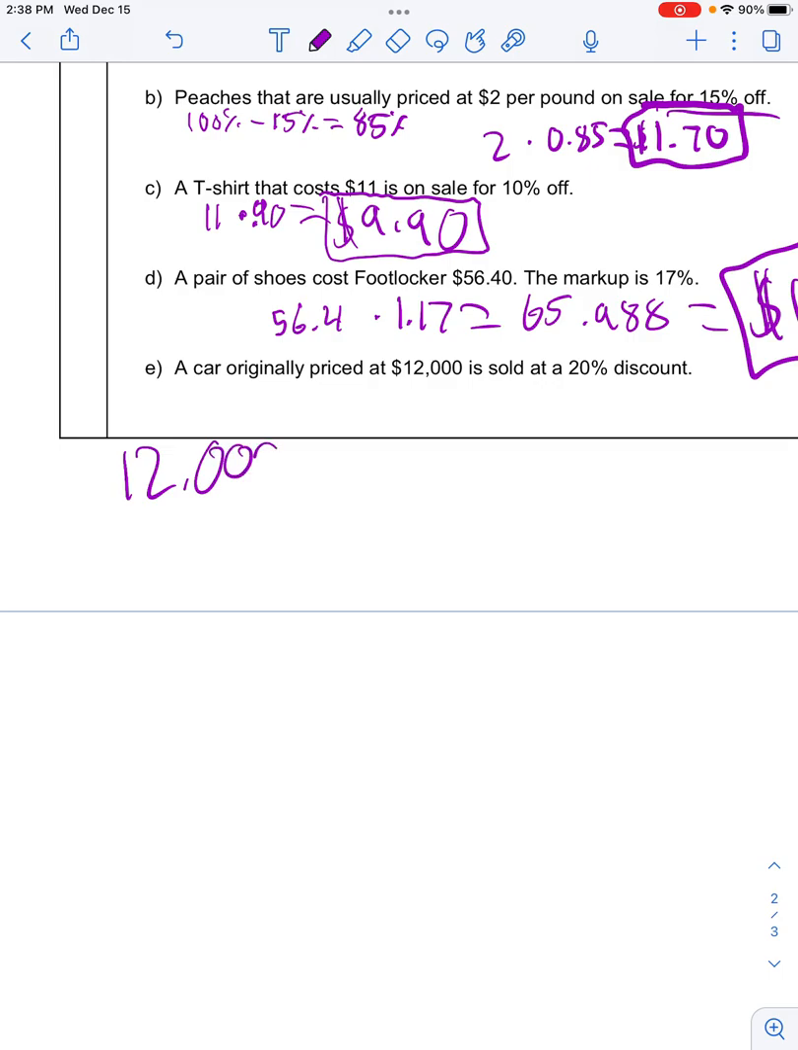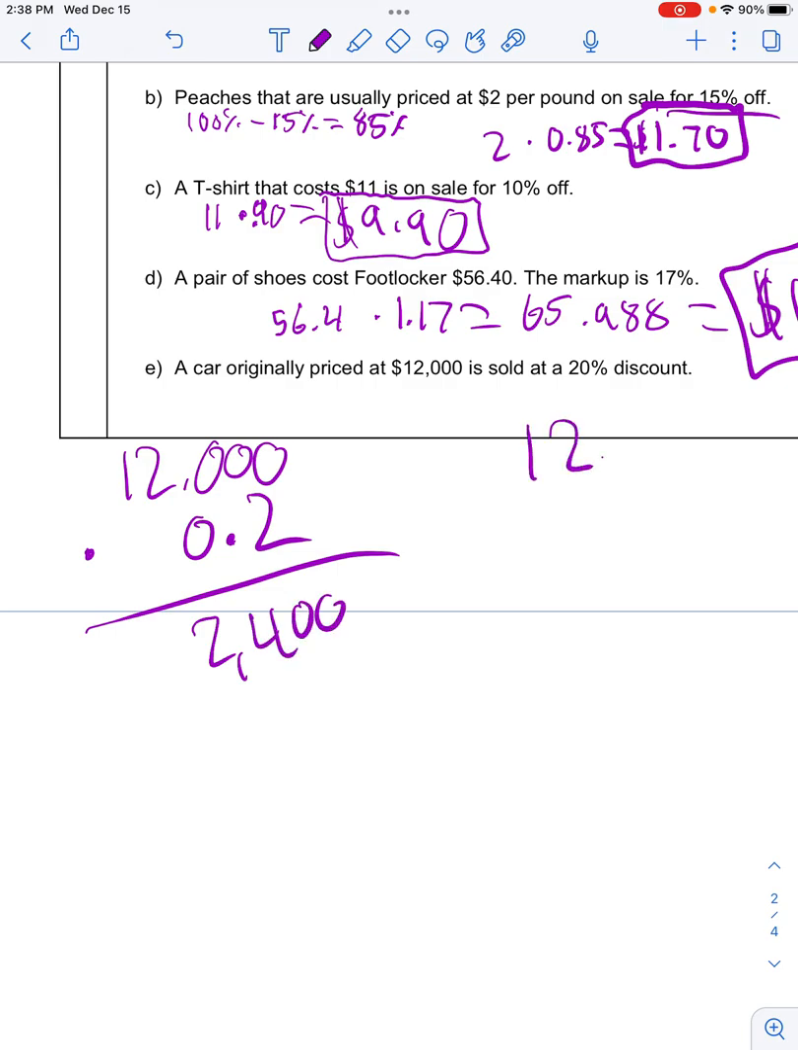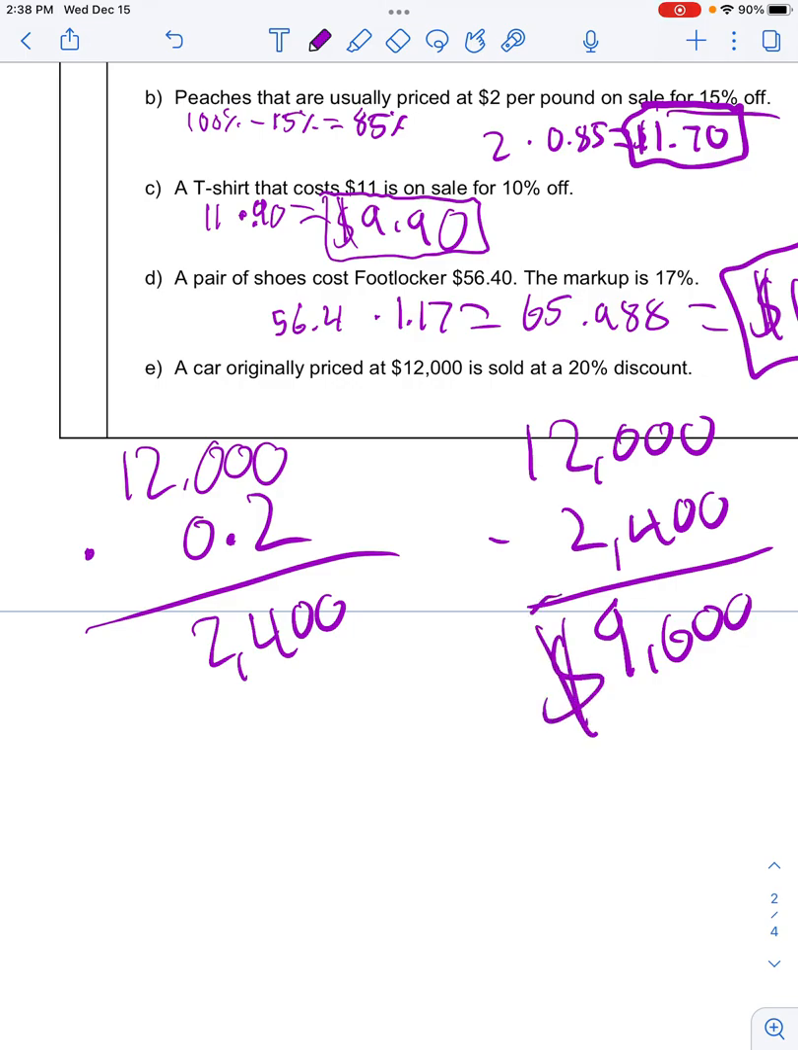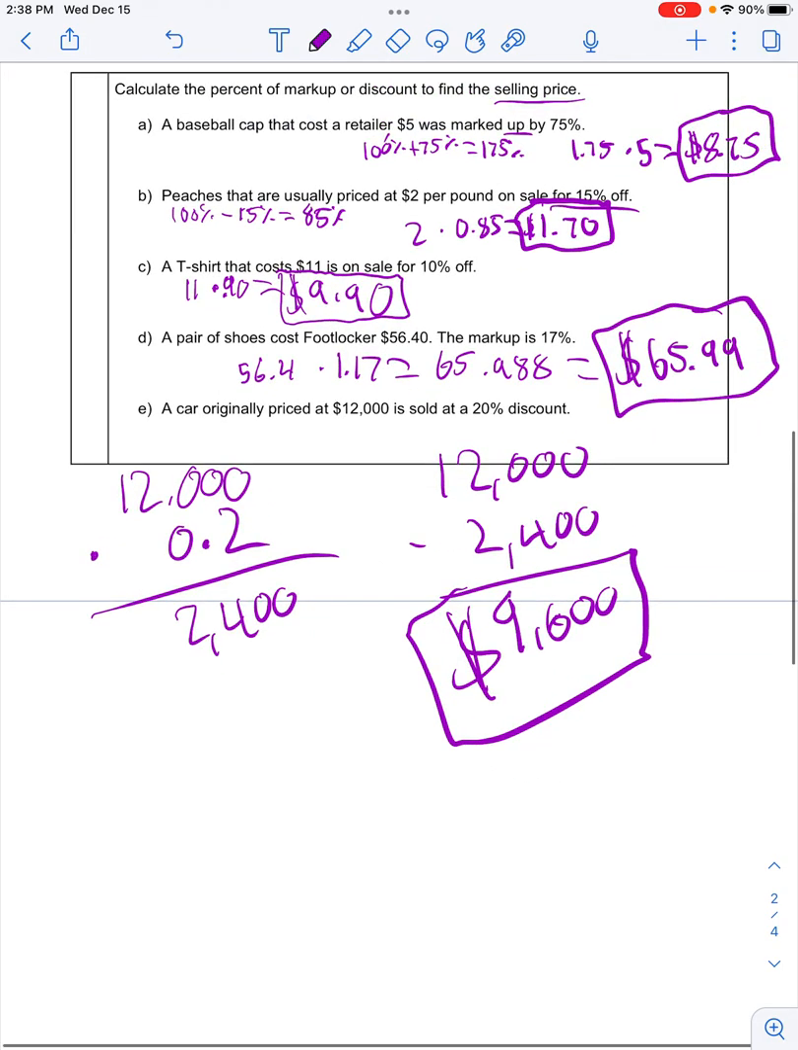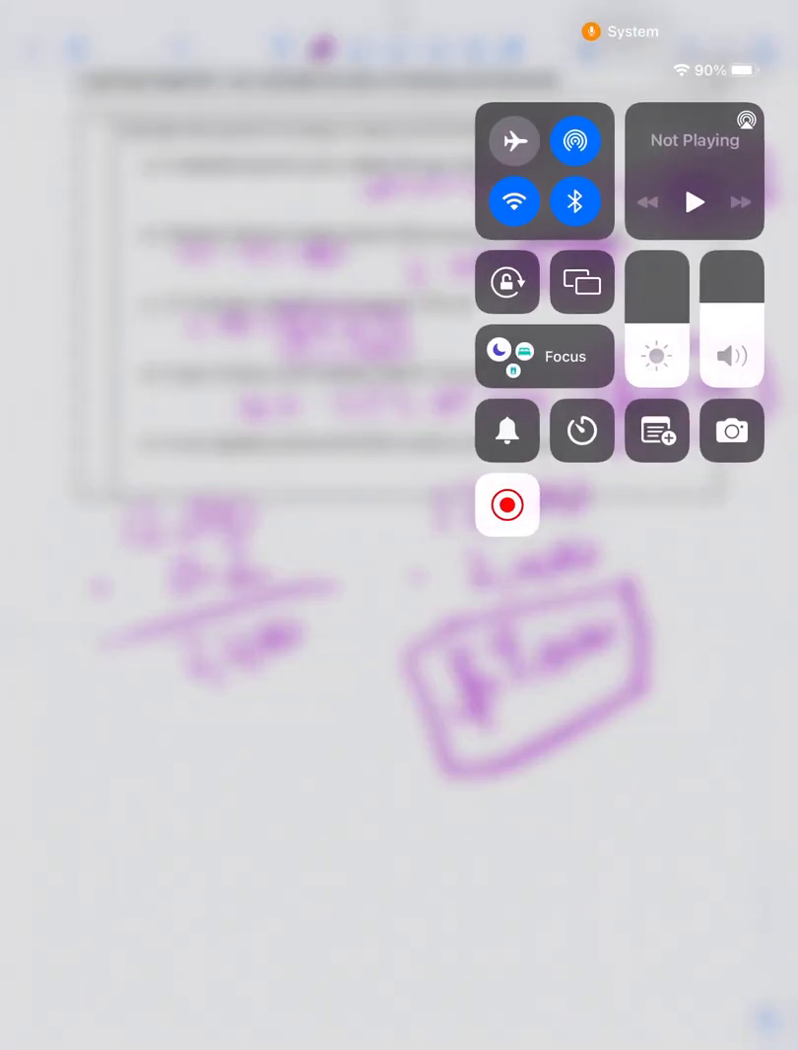A car originally priced at $12,000 is sold at a 20% discount. So I guess we'll do this one slightly different. Let's find the markup first, or the discount first. So 12,000 times 0.2. That's going to give me 2,400. And then I'm going to take what I started with and subtract 2,400. So 12,000 minus 2,400 is going to give me 9,600. So the car sold for $9,600 after a $2,400 discount.